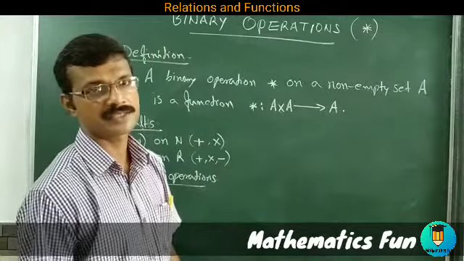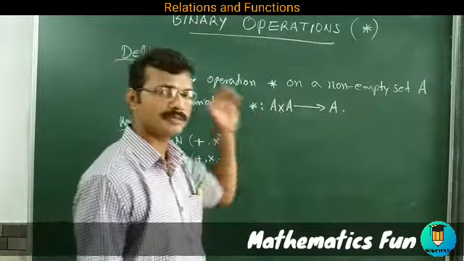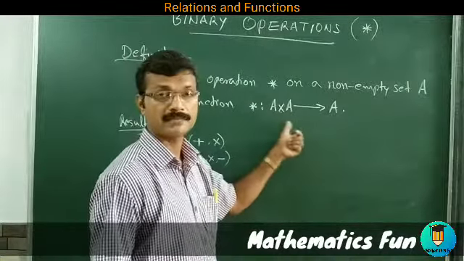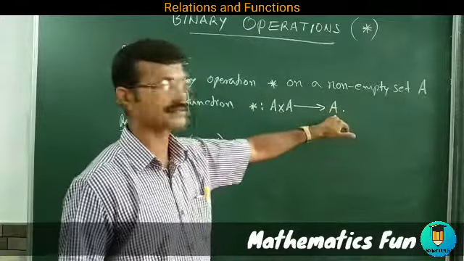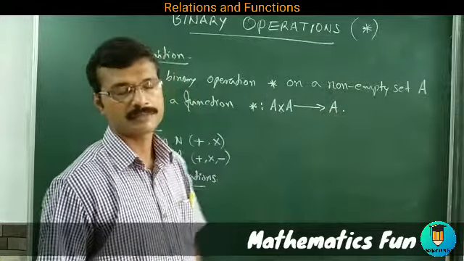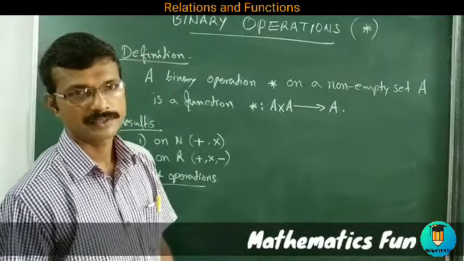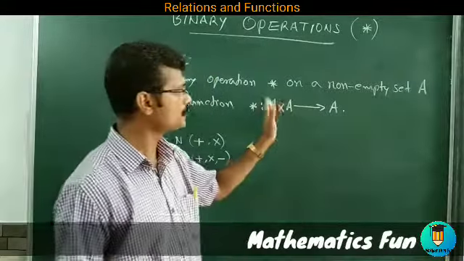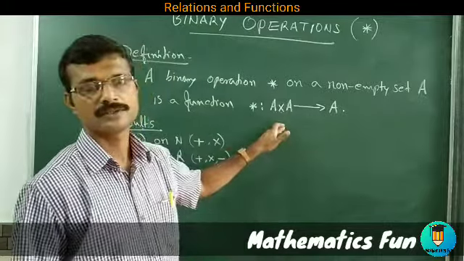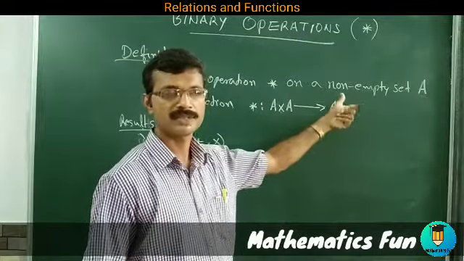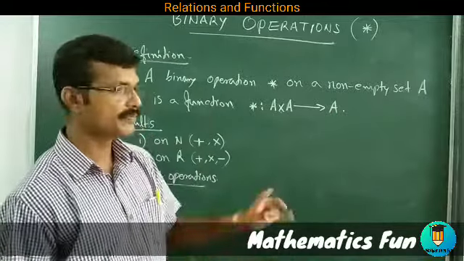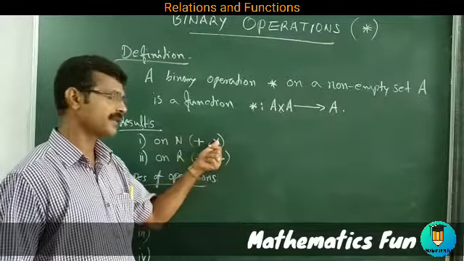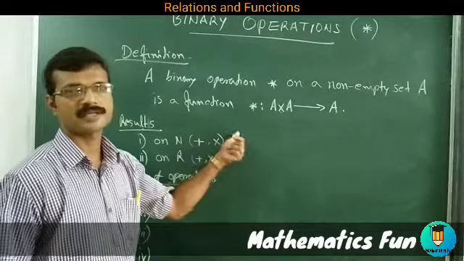But when it comes to difference, that is subtraction, if you take two natural numbers, say 8 and 10, 8 minus 10 is minus 2. It is not a natural number. So subtraction is not a binary operation. In the same way, for division, if you take 2 and 3, 2 by 3 is not a natural number. So division is also not a binary operation. That means on natural numbers, addition and multiplication are binary operations, but subtraction and division are not.